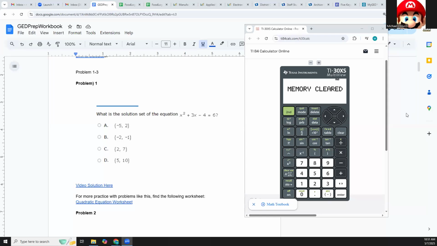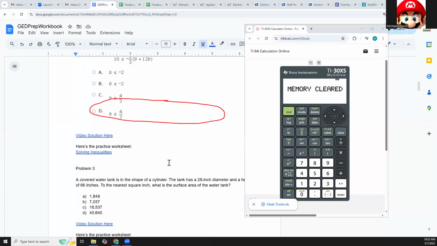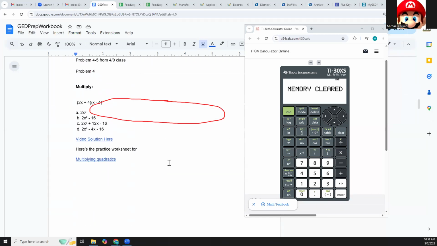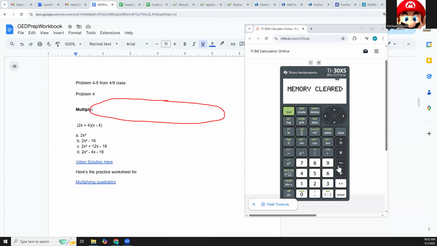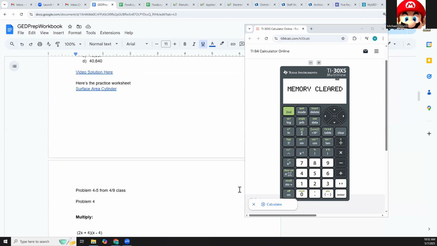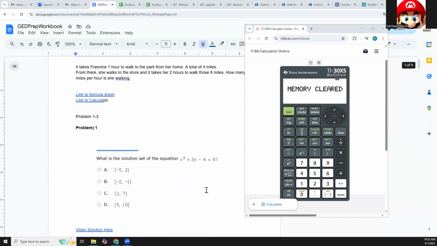Hello all. I just wanted to make a quick video about, well, it may not be that quick, but I want to go over the things that we learned last night about how to solve problems like this one here and this one, where is it? And this type of problem down here. Using this TI-30XX.